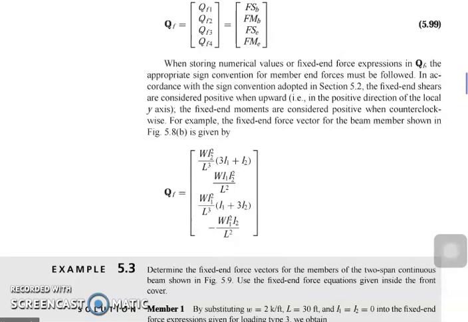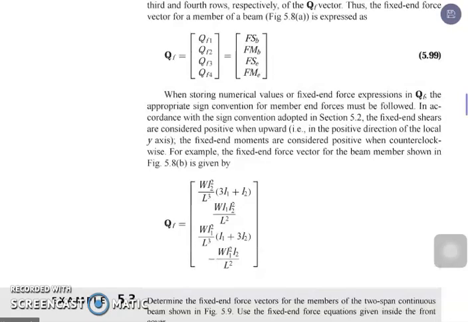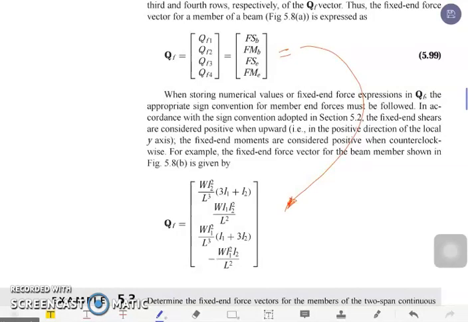Then if we're going to identify our shear force and our moment force, we're going to write the equations that were presented a while ago on the figure. If we write that in matrix form, you have Q sub F1 and so on. This value for our shear forces and moment forces at the beginning and at the end of the member is equivalent to these equations. So we have now our equations for the member fixed end forces for every member of the beam. We're going to make use of this.